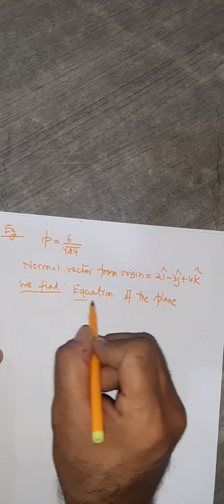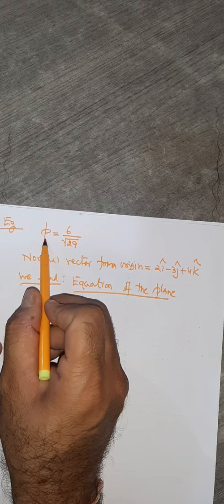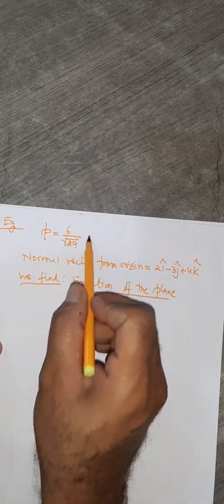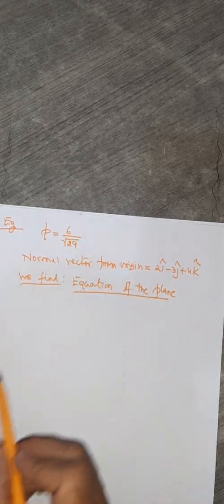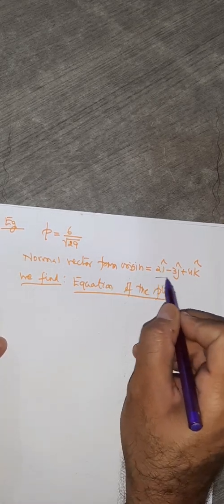Okay. Two things you are given. Perpendicular distance from origin to the plane, that's a small p as per our notation, 6 by root 29. Normal vector from origin to the plane, that is this much. Now recall the theory. What's the equation of the plane?